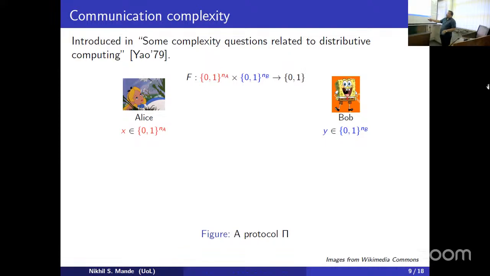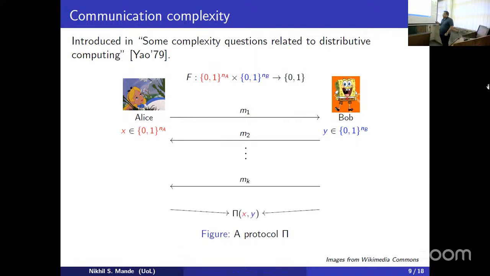So how does the protocol work? Alice can look at her input X. Based on X and the function, she can send a message M1 to Bob. Then Bob does some internal computations, which are treated as free. Again, all internal computations by Alice and by Bob are treated as free in this setting. So Bob, based on his input, the message he received M1, and also the function, replies with M2, and then they proceed thus until they agree upon an answer.